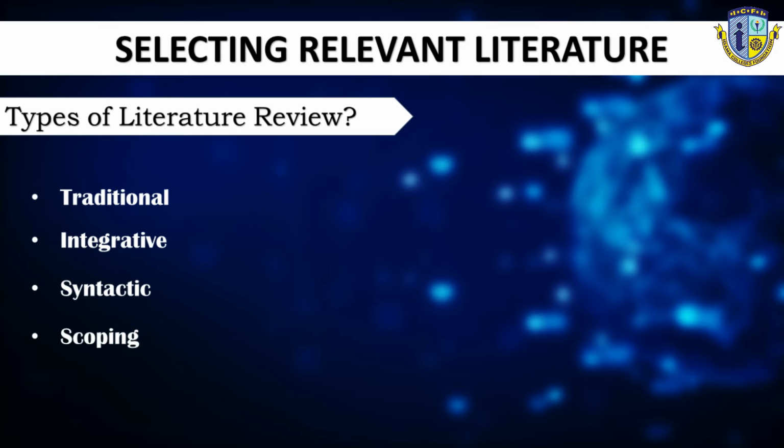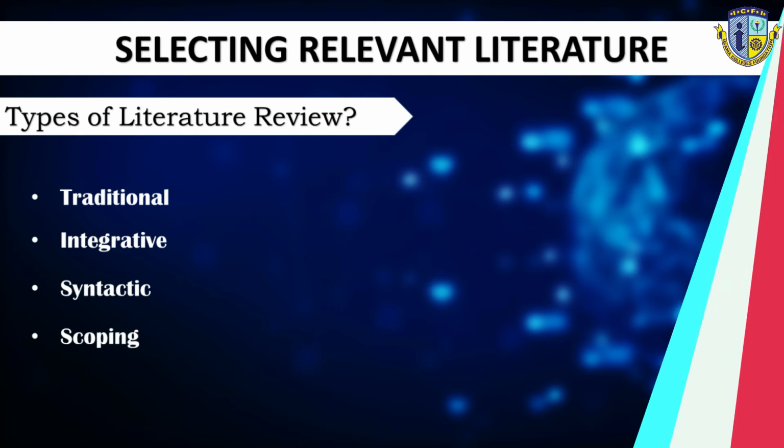And last is scoping. This review involves a broad research question that explores the current evidence base. It can help inform areas that are appropriate for a systematic review. That is according to Armstrong, Hall, Doyle, and Waters in 2011.